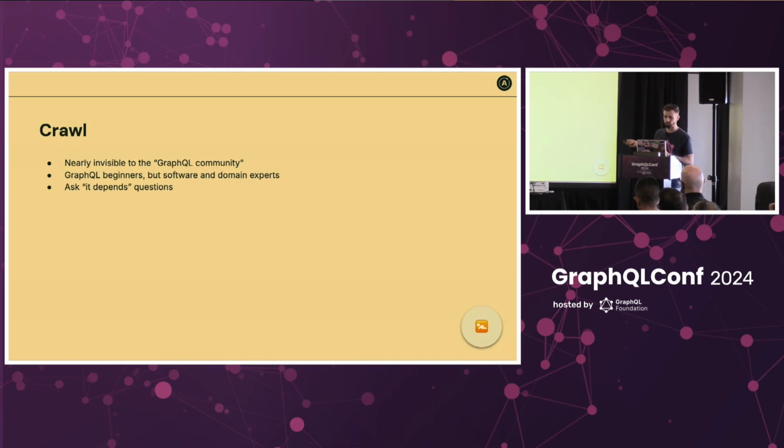But it's this group, the crawlers, that are sort of invisible to the broader community. And they need champions more than anybody. Sure, you want to tell them what a query is and mutation is, right? Like basic GraphQL education.